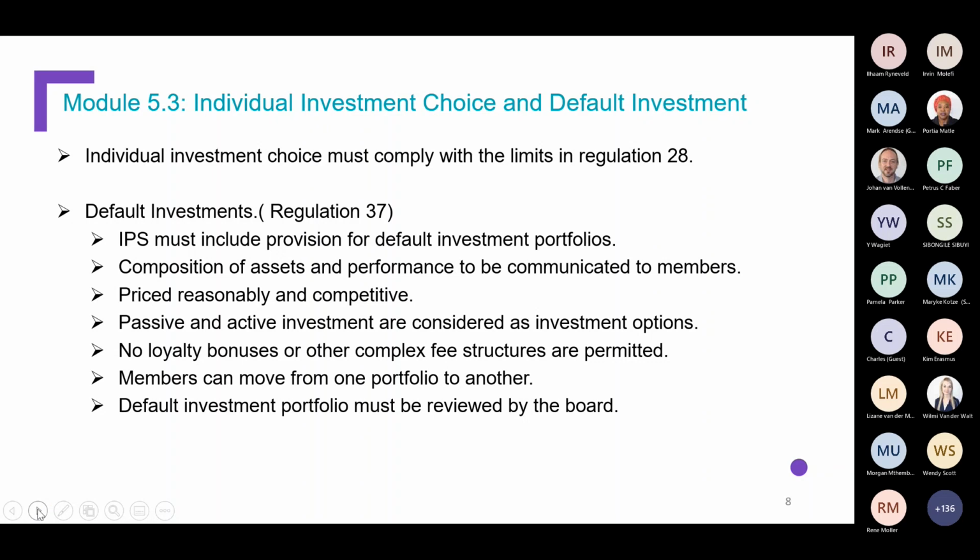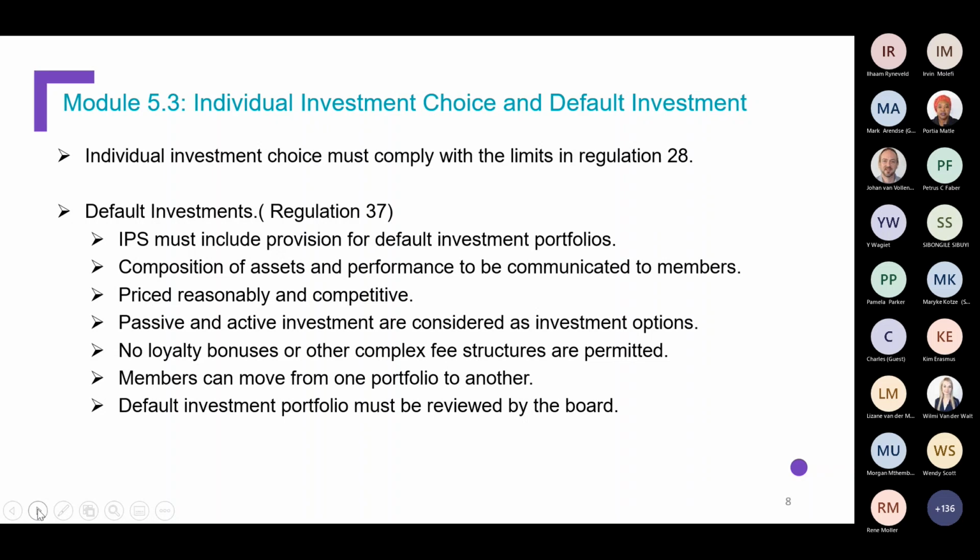With the default investments, the fund, through their boards, must include in the IPS provision for one or more default investment portfolios. The portfolios must be appropriate for the members who will be automatically enrolled in the default portfolios. The composition of the assets and the performance of the default investments must be properly communicated to members in a clear and understandable manner. This includes the information about the fees and the charges.